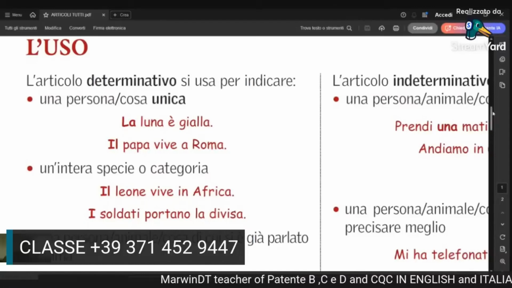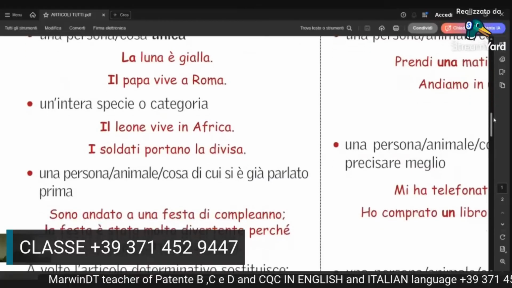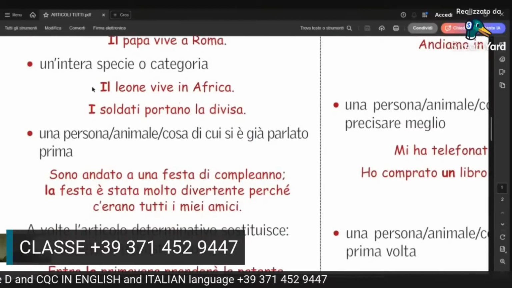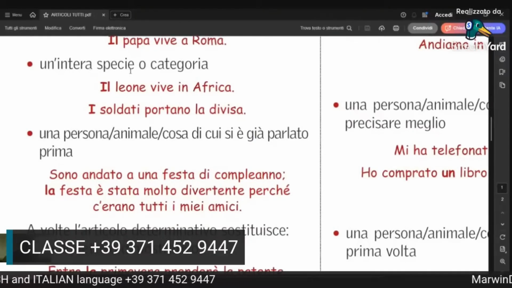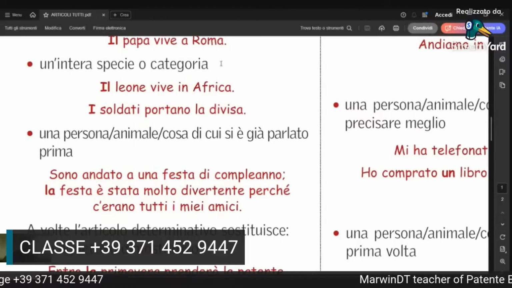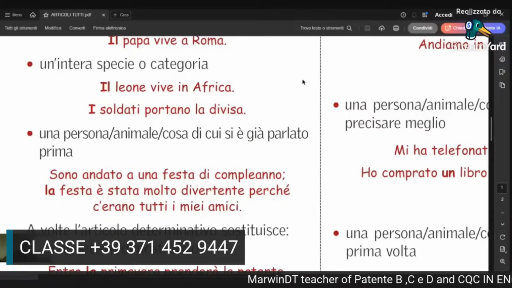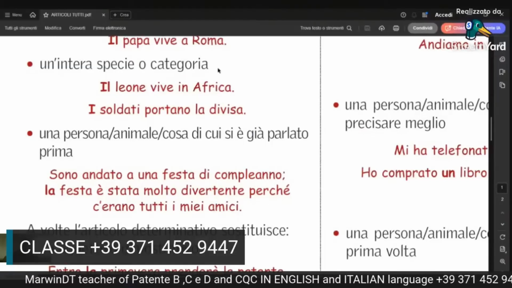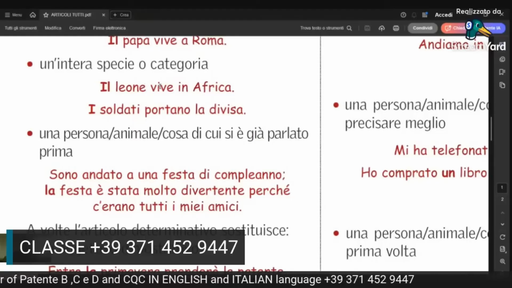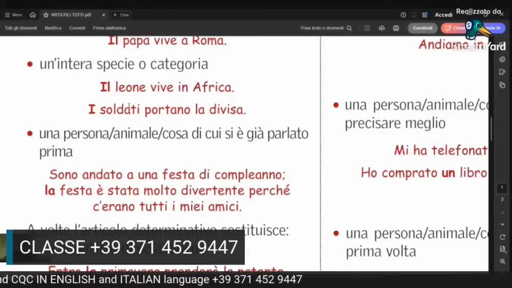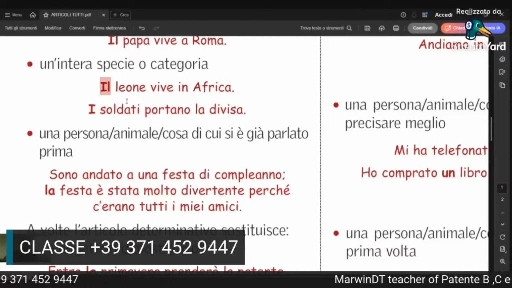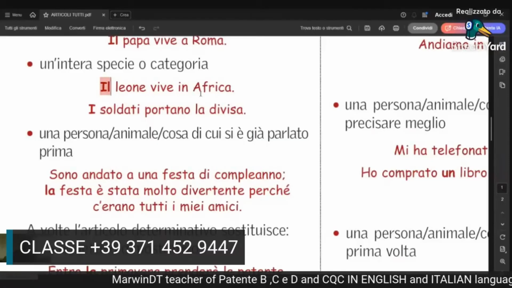Okay. The next example. Un'intera specie o categoria. So the article determinativo is also used to indicate species or category. Il leone vive in Africa, meaning the lion. Il, which is the article. Il leone vive in Africa. The lion lives in Africa.